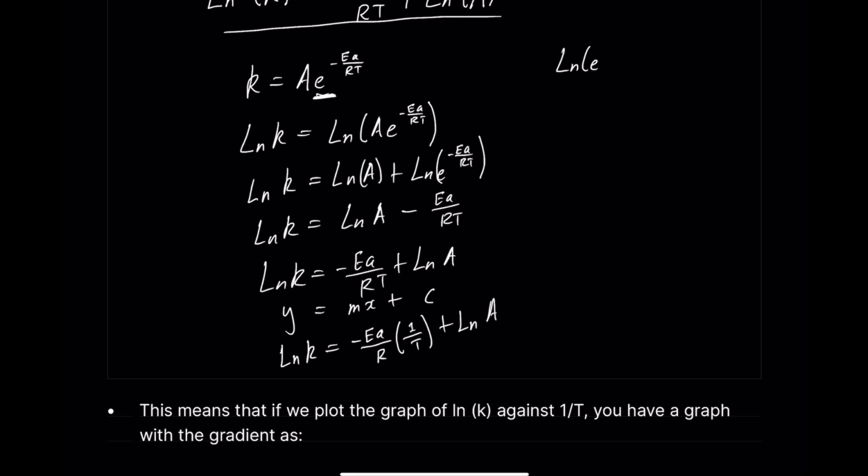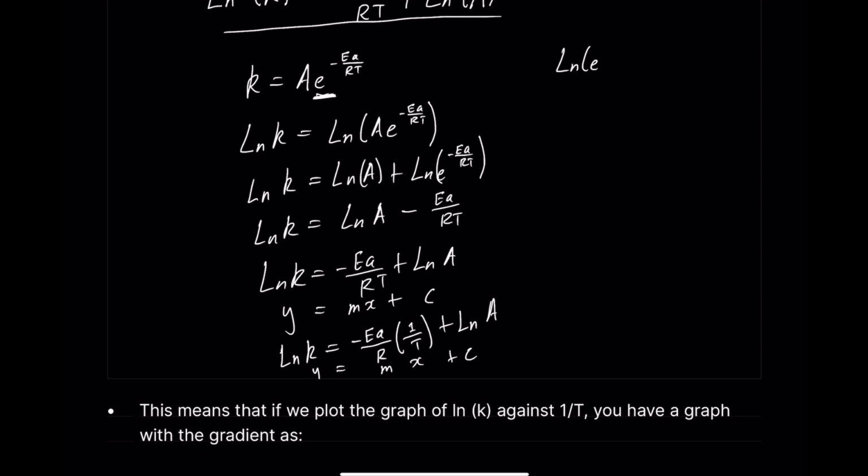ln k is equal to y. The minus Ea over R is your m. 1 over T is your x. And then your ln A is your plus c.